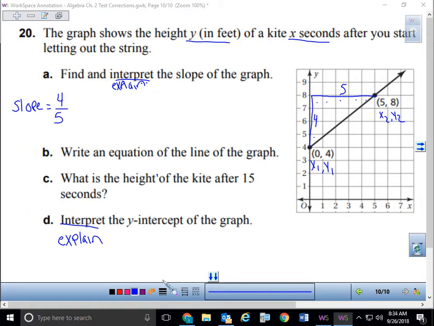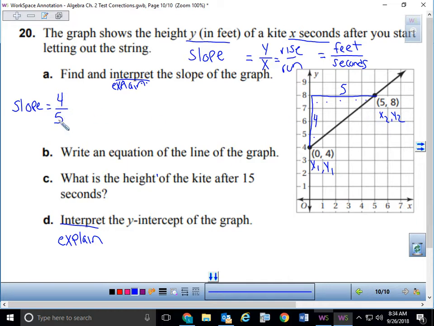Okay, interpreting the slope is putting it into words and explaining in the real world based off of this problem. What does it mean? Well, slope is technically y over x, which is rise over run, equals slope. In our problem, our y is talking about feet. Our x, or the run, is talking about seconds. And if it's a kite, our kite is going up. And I also know that not just because of the graph and because of what I know about kites, but slope is positive. Positive means I'm going up.